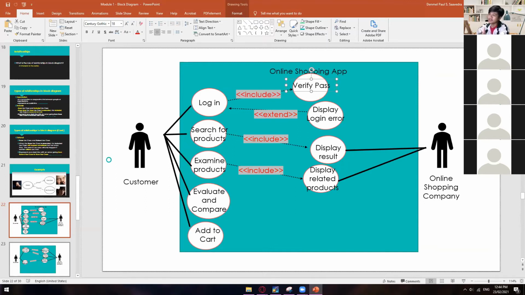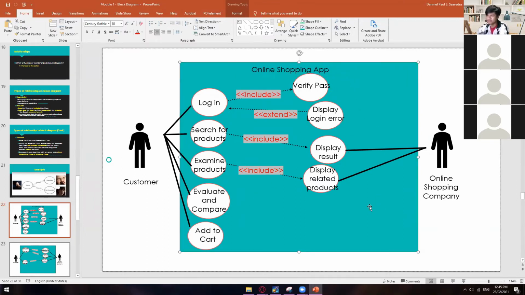Second here is search for products. Of course, it's necessary that it will display the result after searching that certain product. The same with examining a certain product, it will also display related products, and so on. This is not the complete version of what happens inside an online shopping app.